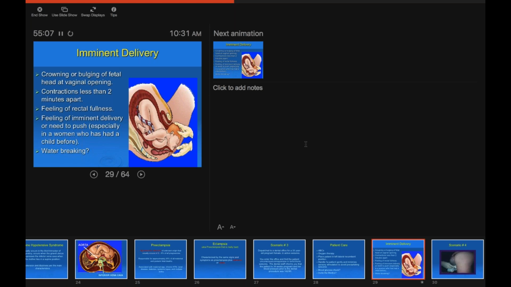If they have a feeling of rectal fullness, like the rectum is full, at this point in time, the head is very, very close to the vaginal opening, ready for delivery. Feeling of imminent delivery or the need to push, especially in a woman who's had a child before.